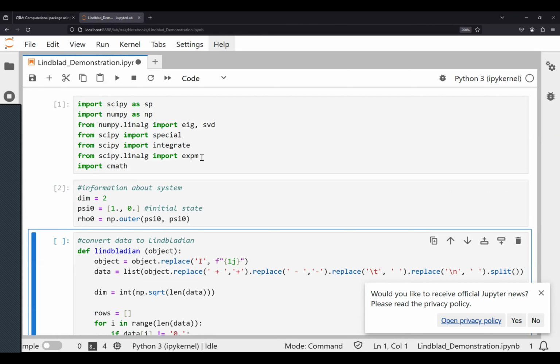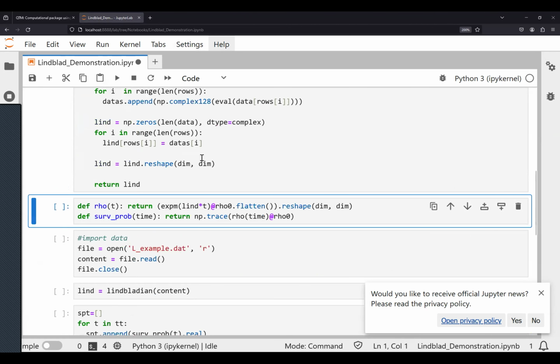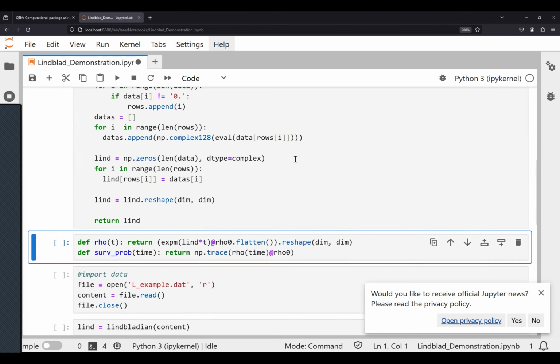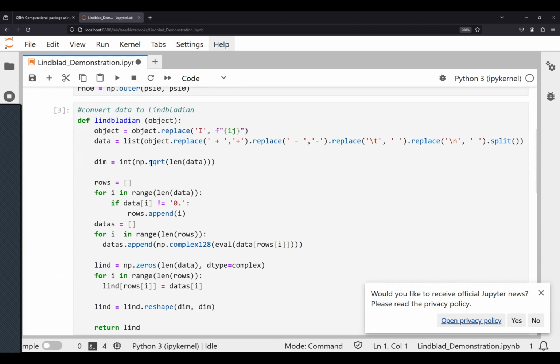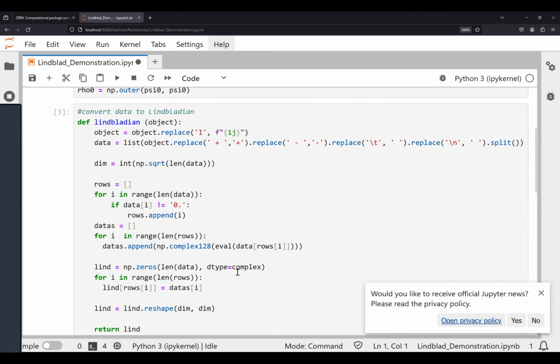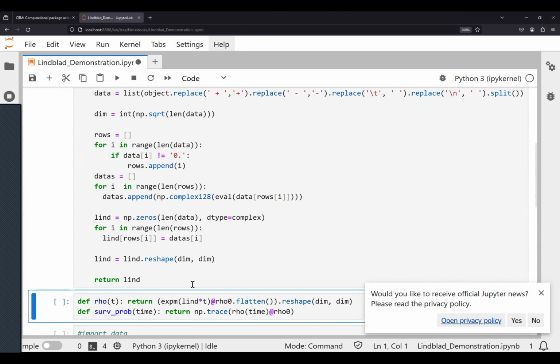So we define our initial state. This is a function that I'll call later. I wrote the function, and it basically just reads the data. I convert the things so that Python can read it. We just take the data and convert it into usable information.